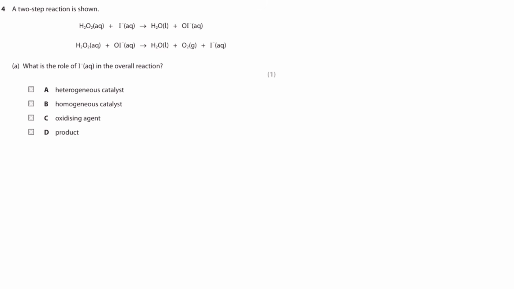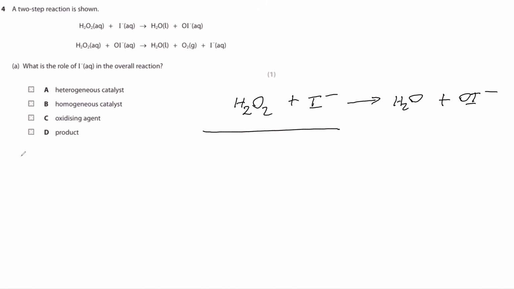Question number 4, part A. A two-step reaction is shown. What is the role of the I minus ion in the overall reaction? Okay, let's see about this reaction. So when they say a reaction is a two-step reaction, H2O2 reacts with I minus and gives you H2O plus OI minus. There's another one.